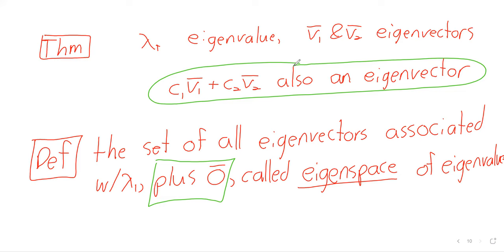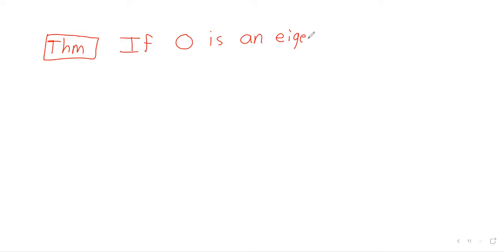And again, we had to add zero separately as its own special thing, because zero isn't an eigenvector. A few more stray theorems. Theorem: if zero is an eigenvalue of a matrix, that matrix is not invertible.